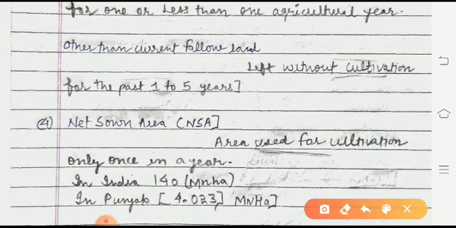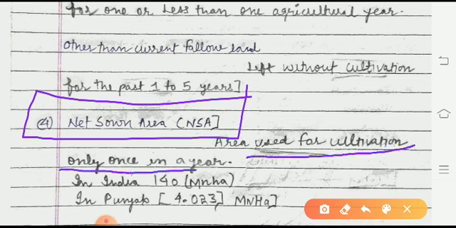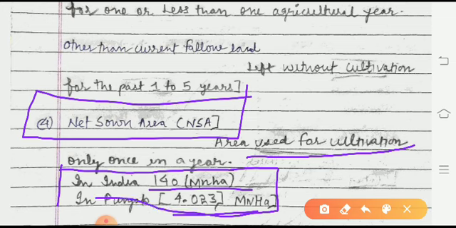Then next, NSA, net sown area. Net sown area means the area which is used for cultivation once in a year. That is called NSA. In India, the total net sown area is 140 million hectare. In Punjab, this is just 4%. No need to remember how much this is in India as well as Punjab, just remember the definition only. What is NSA? Area used for cultivation. Area which we use for cultivation, here for food crops and fibre crops.